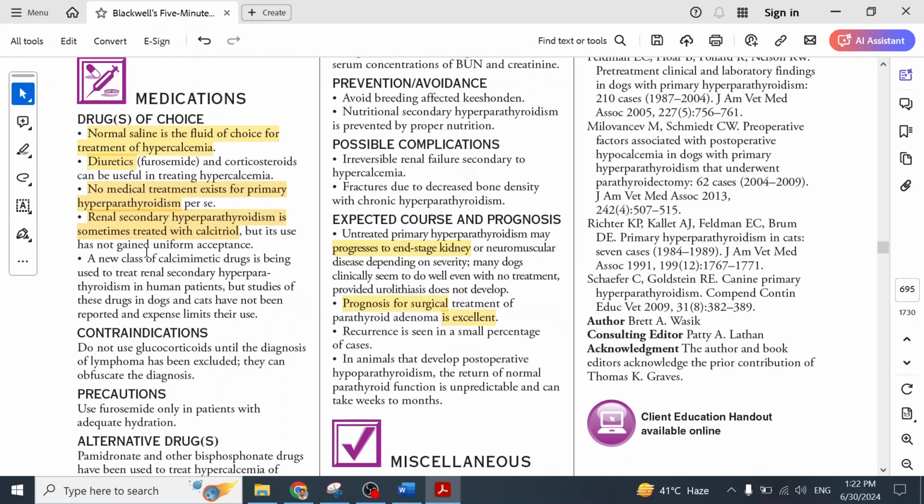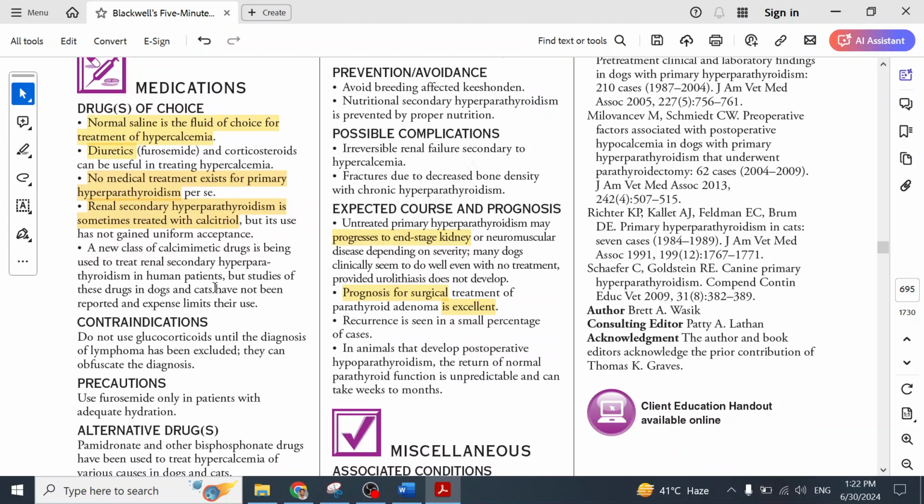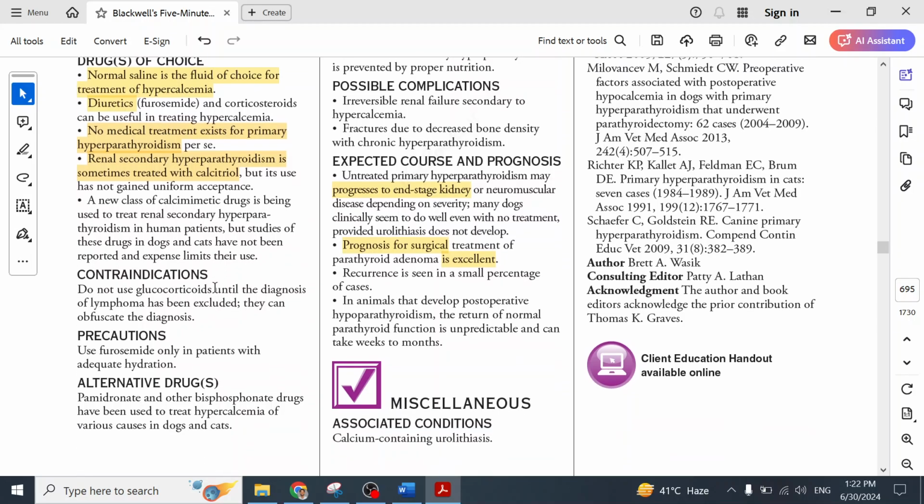Renal secondary hyperparathyroidism is sometimes treated with calcitriol, because secondary hyperparathyroidism occurs due to insufficient calcitriol production by the kidney. Whenever there is no calcitriol produced by the kidney, there is no absorption of calcium in the GIT. And then what happens? There is an increased level of PTH, which leads to multiple signs.